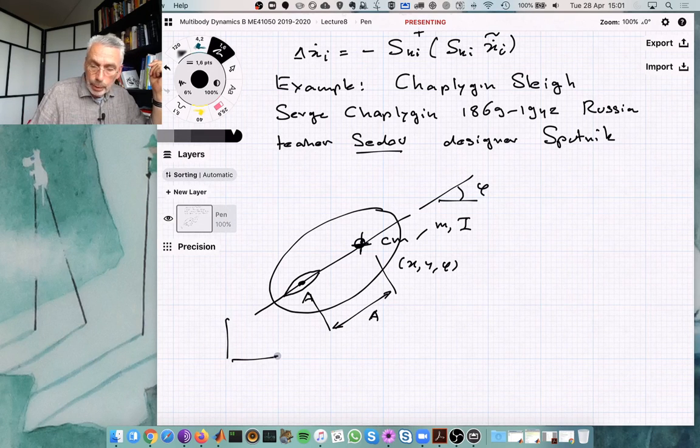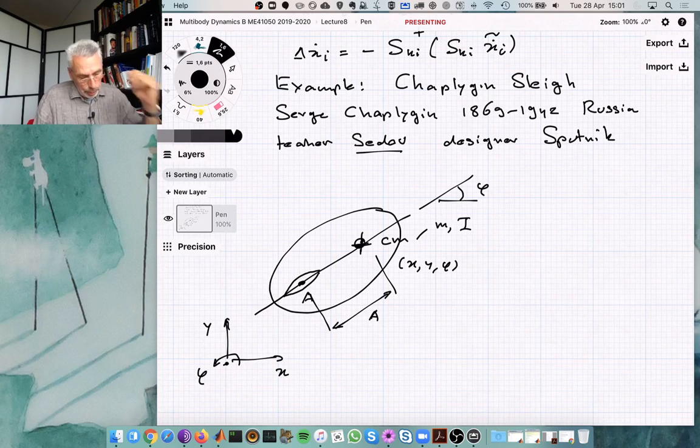Of course I need a coordinate system. X, Y and phi being positive like this. So this is my inertial system.